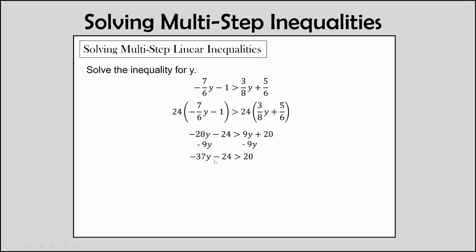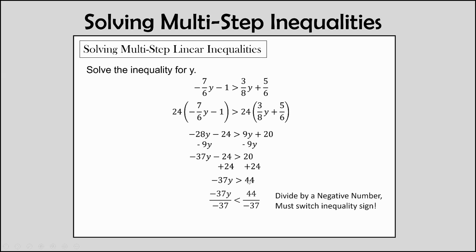Now we want to isolate our variable term. So I want to make negative 24 become zero. So I'll add 24. Negative 37y is greater than 44. Divide each side by negative 37 because I want to make the coefficient here a positive 1. Because we're dividing by a negative, we got to switch the sign. Solution: y is less than negative 44 over 37. That's how I leave it. Don't write it as a decimal, then you got to round it or something. Just leave it like that.